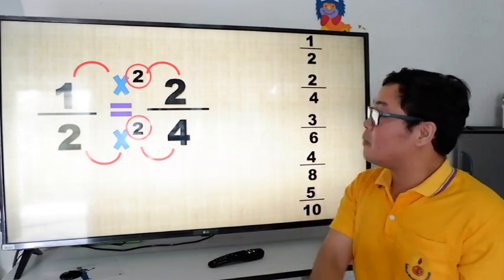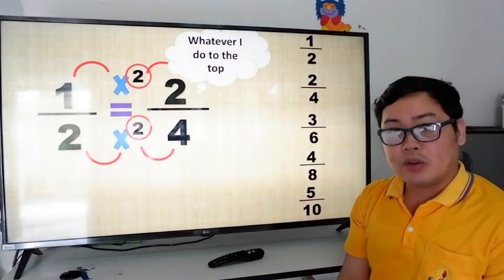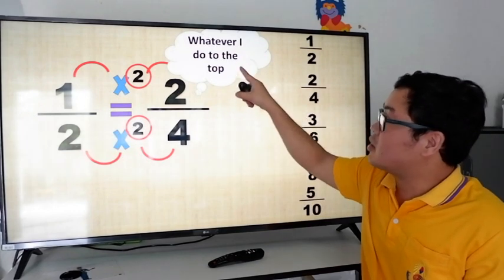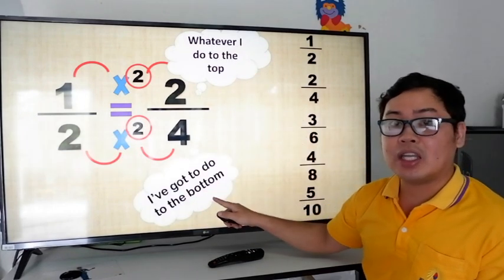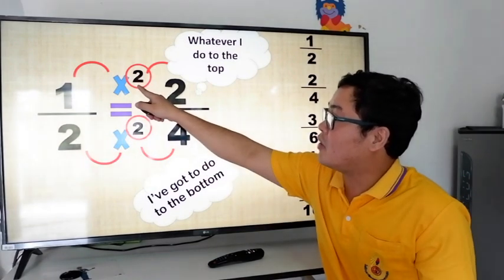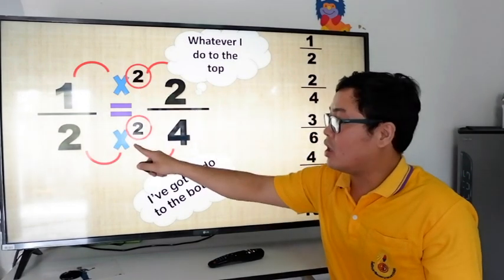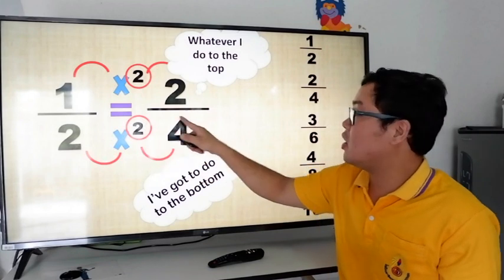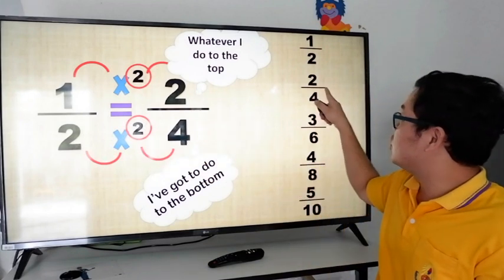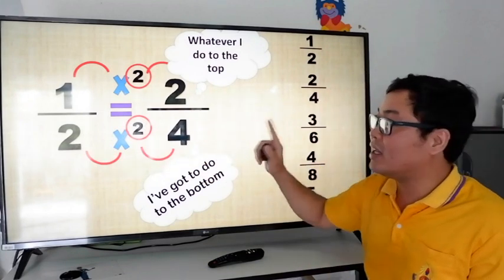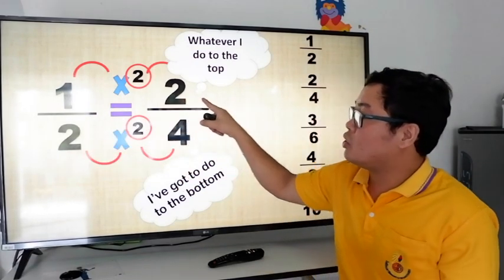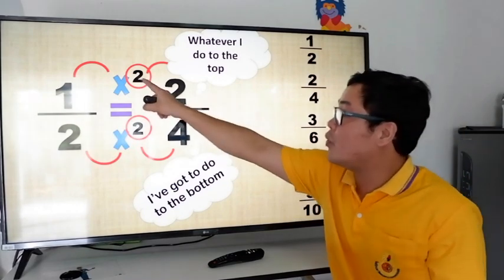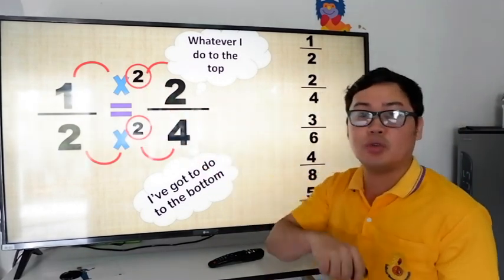Okay? So, remember class, whatever I do to the top, I've got to do to the bottom. Okay? So, we use the factor of 2 here, and we have it here also. So that's why we got the answer 2/4. So meaning class, 1/2 is equivalent to 2/4 if we are going to use the factor of 2.